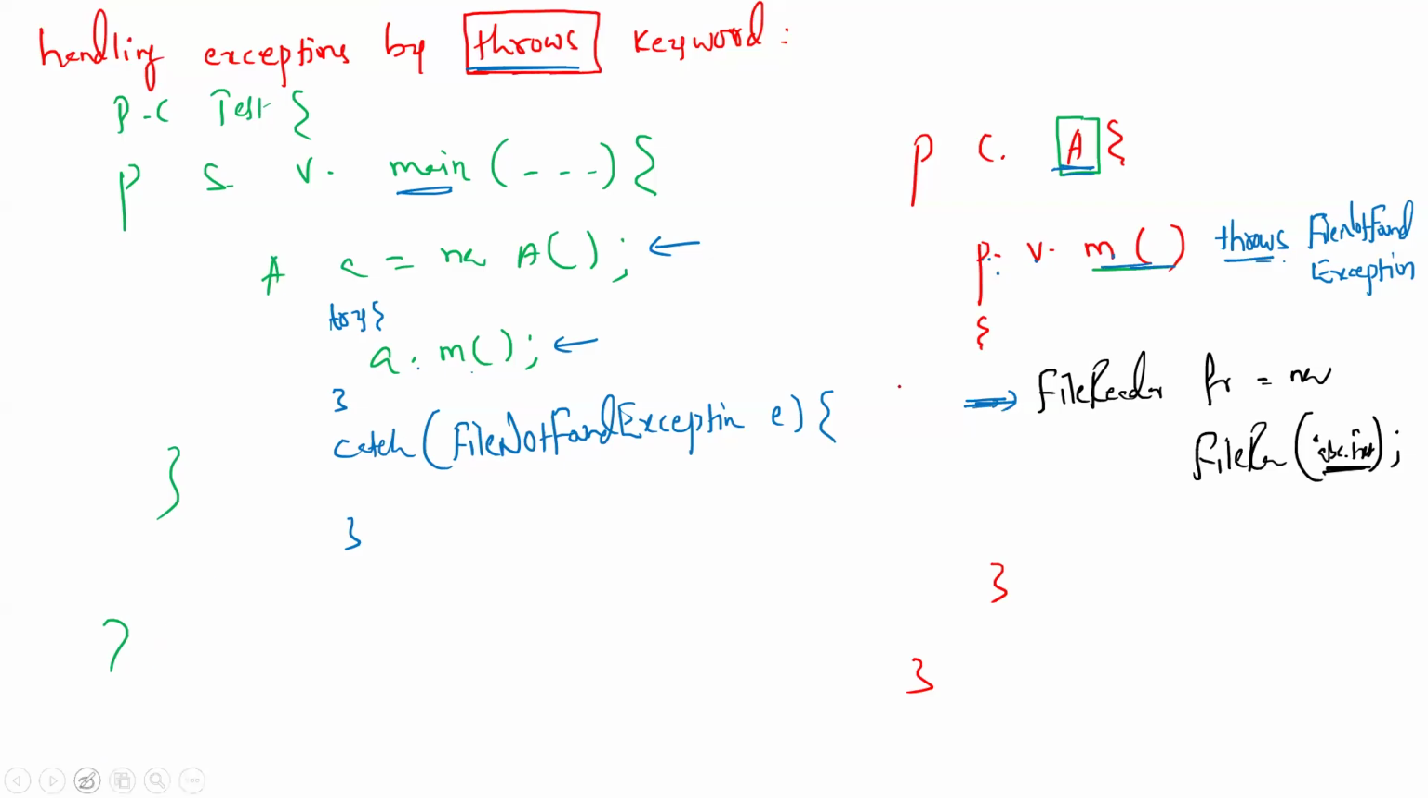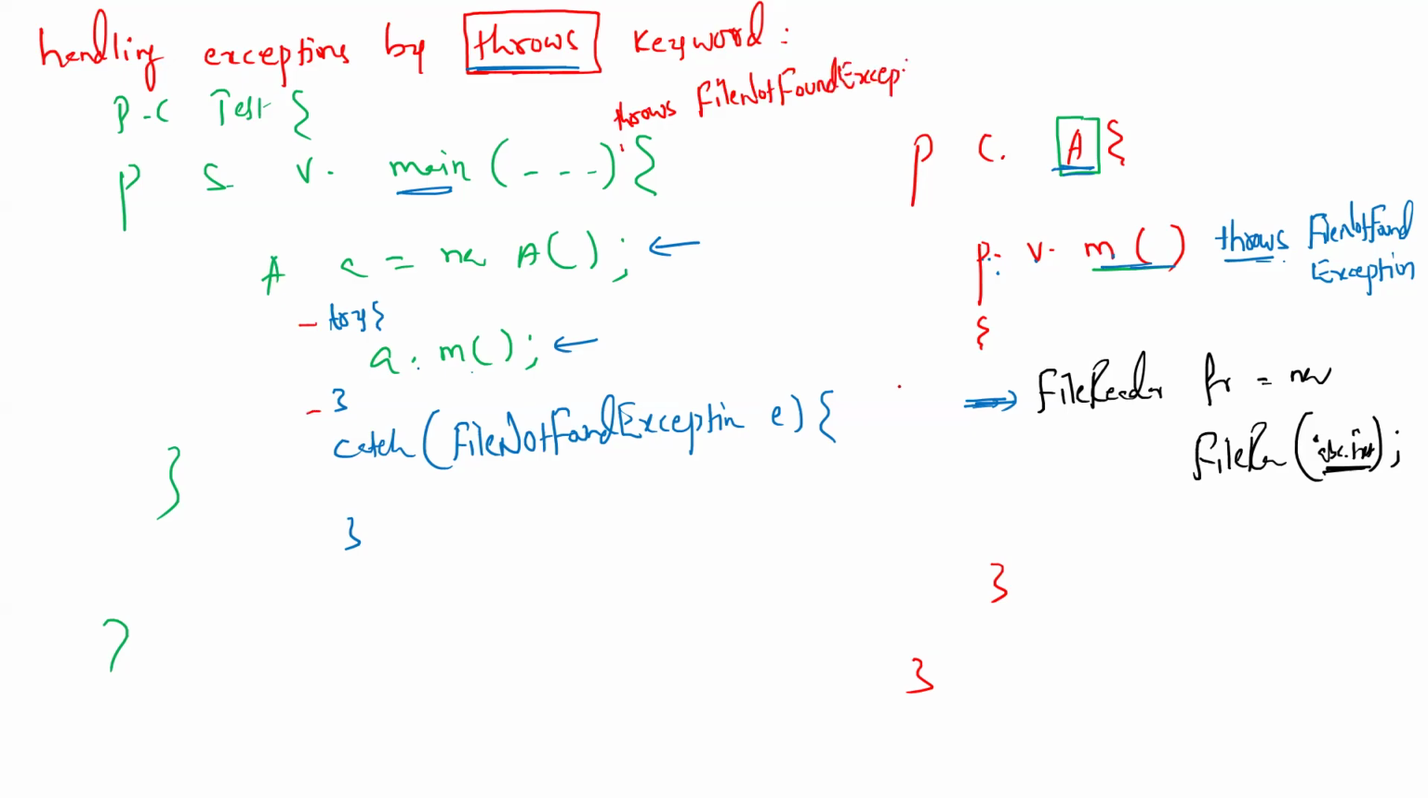Then if this main method also doesn't want to handle, what can the main method do? Can the main method also throw to somebody? Yes or no? Syntactically, yes. Without writing this try catch block, the main method also can escape, by adding throws followed by the exception name, FileNotFoundException. So even the main method can escape from this.